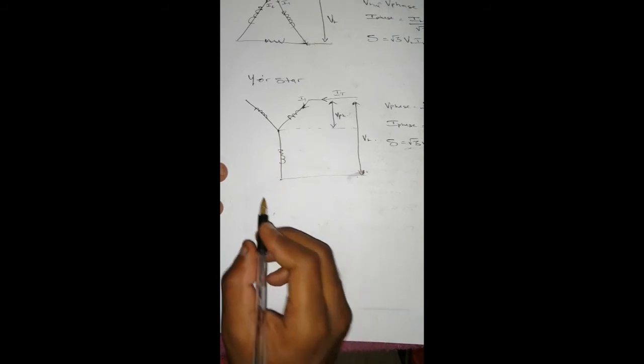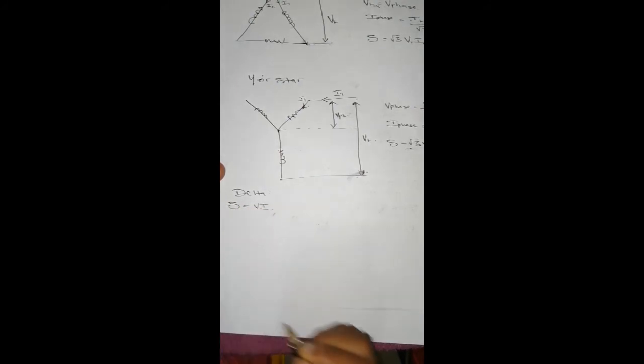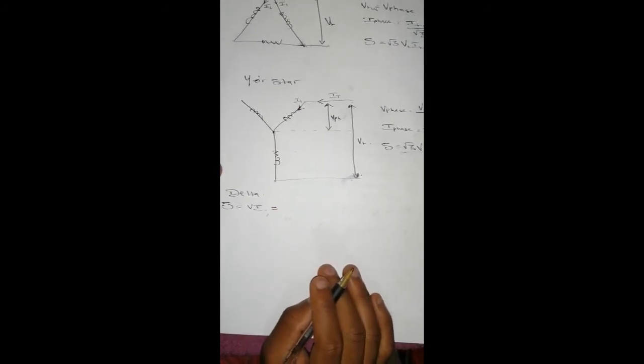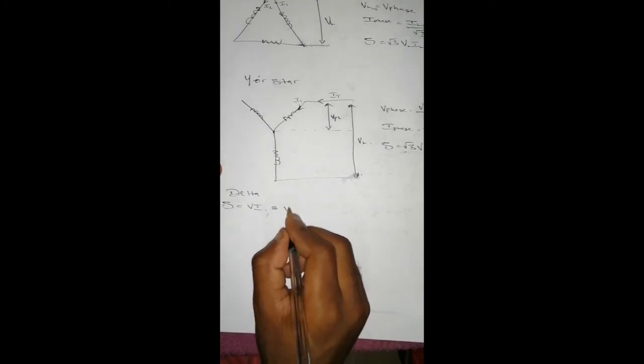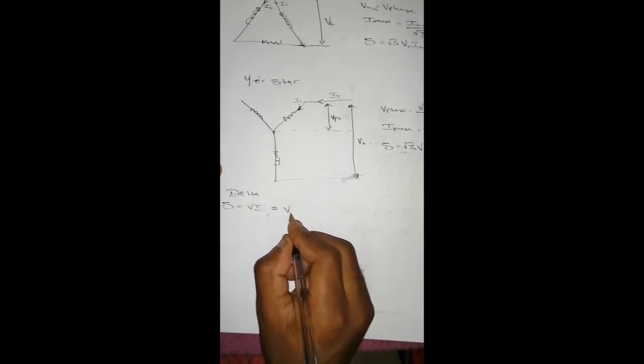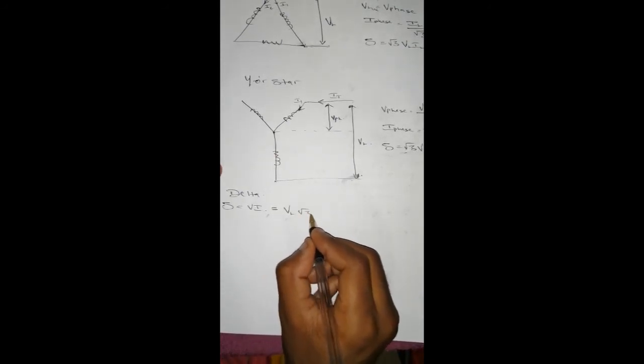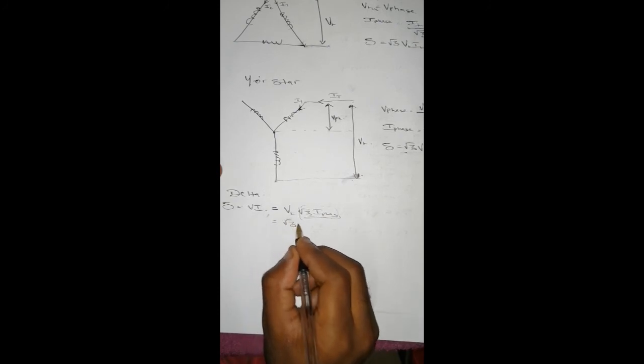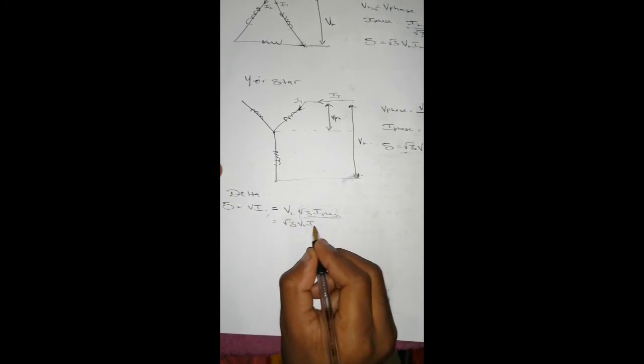So let's see, for example, let's take the delta. S equals VI, okay, and then our VI for the phase is going to be V line, and then our I line is going to be square root of 3 I phase. This is our I line. So this becomes square root of 3 V line I.